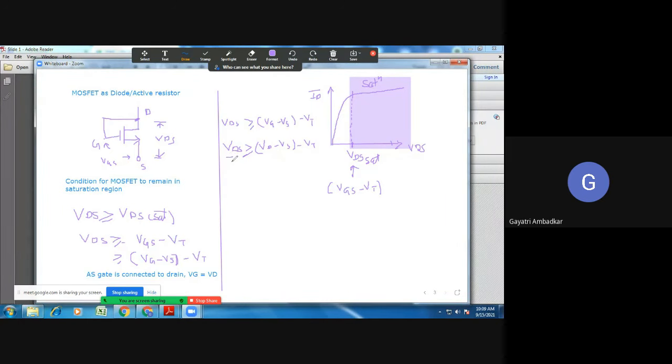Similarly, this VDS I can write as: VDS is the voltage between drain and source, so that is drain voltage minus source voltage. So VDS can be written as VDS is equal to VD minus VS. So therefore I write VDS, VD minus VS must be greater than or equal to VD minus VS minus VT.